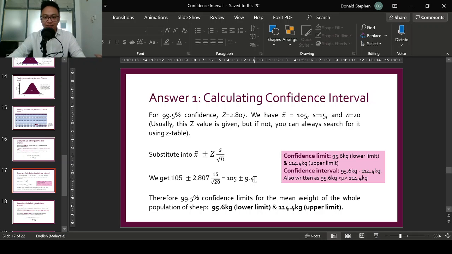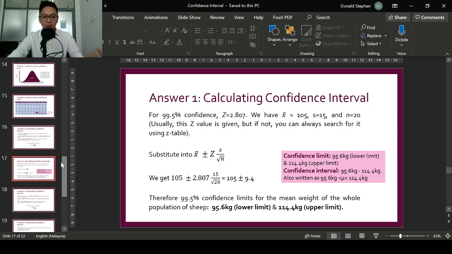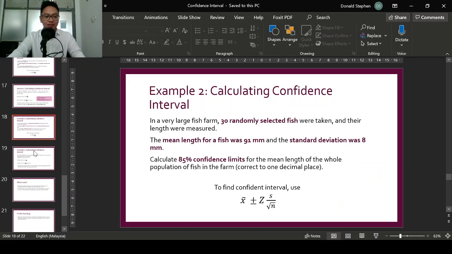When the question is asking for the confidence limit, then you can just write the values, the lower value and the upper value. When the question is asking for the confidence interval, then just write it in terms of the interval. Interval in BM is called ULAT. So that is a simple way for you to calculate this.